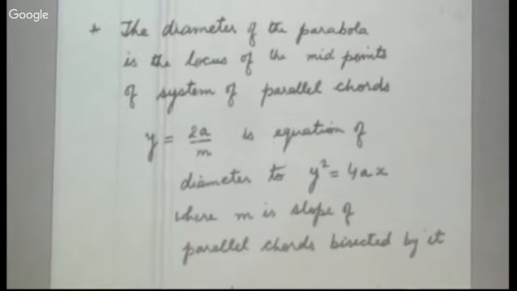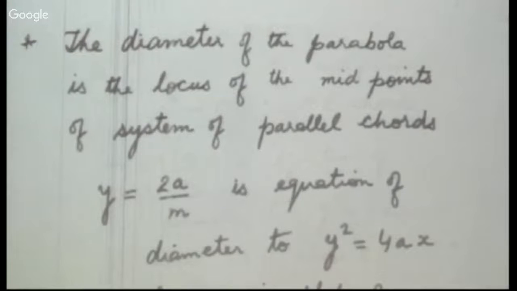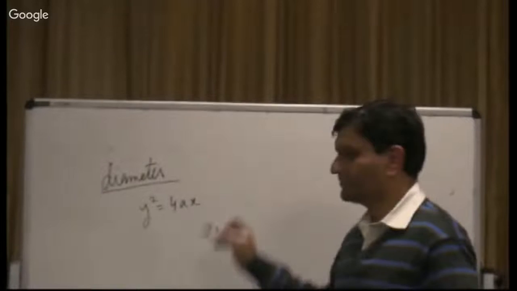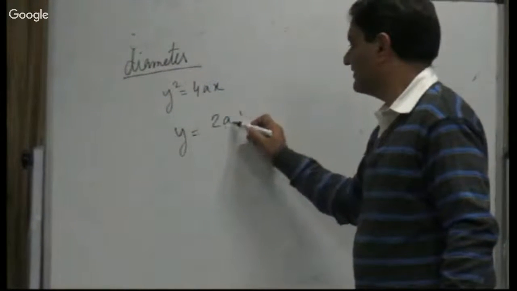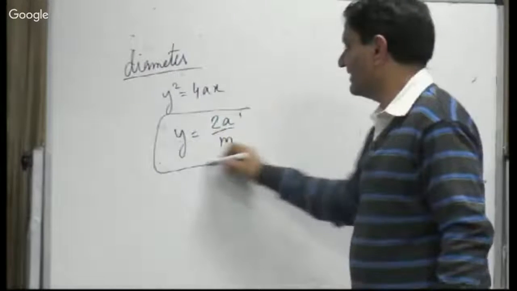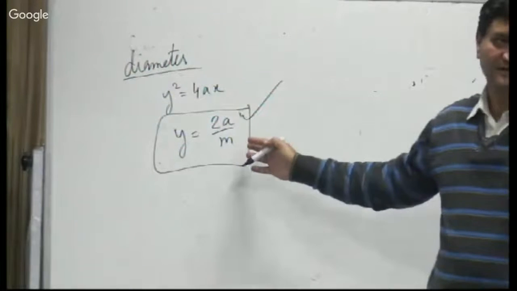Now diameter of the parabola, the equation is y equal to 2a by m. See, equation of diameter. What I told you, diameter is the locus of the midpoints of the parallel chords, right? If the equation of the parabola is y square equal to 4ax, equation of diameter will be y equal to 2a divided by m. Just remember this, y equal to 2a/m is a line parallel to x-axis, and this is the equation of the diameter.